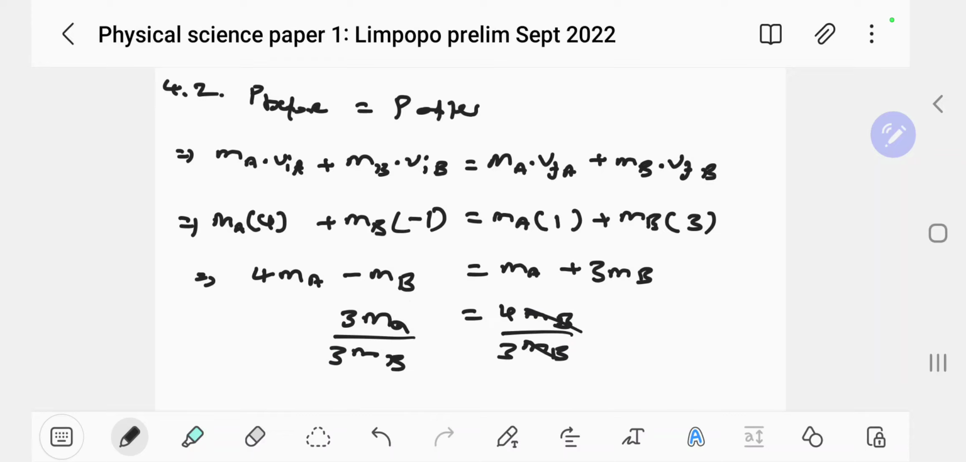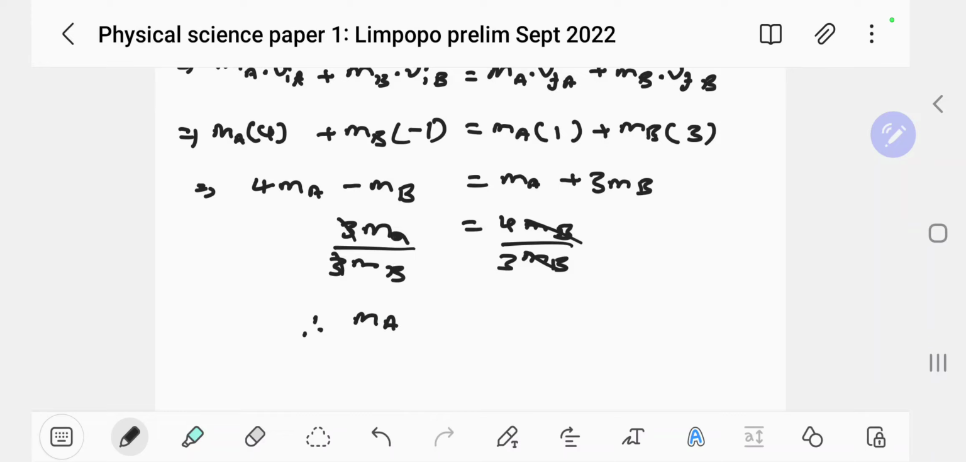So guess what? We know now that the ratio of our mass of A over the mass of B is equal to 4 over 3. Right. Therefore, MA is to MB is effectively 4 is to 3. Is it not what we are supposed to show? Definitely. So this one was a bit of a long question technically, guys, but not too long otherwise.